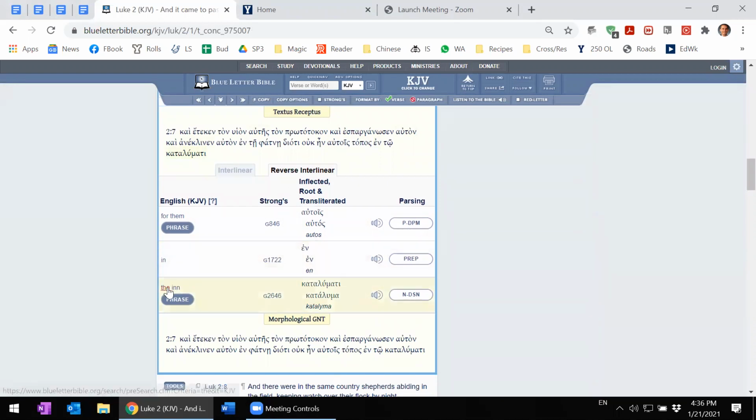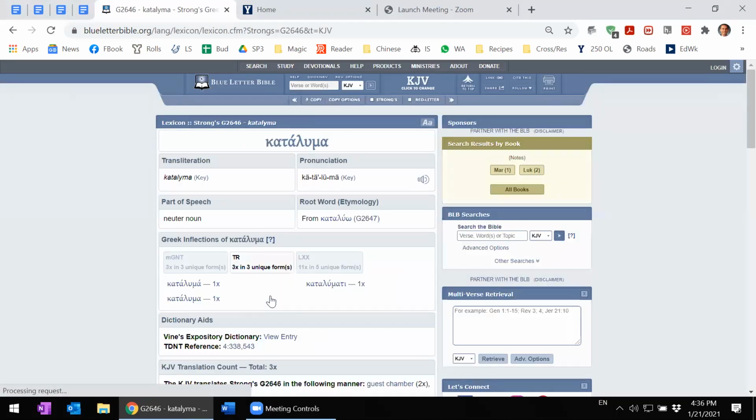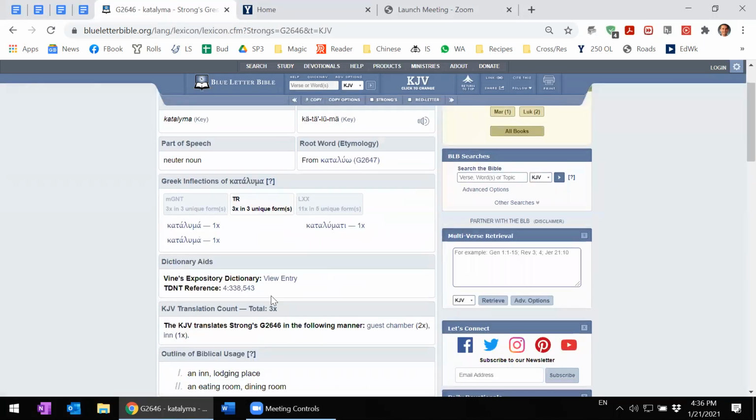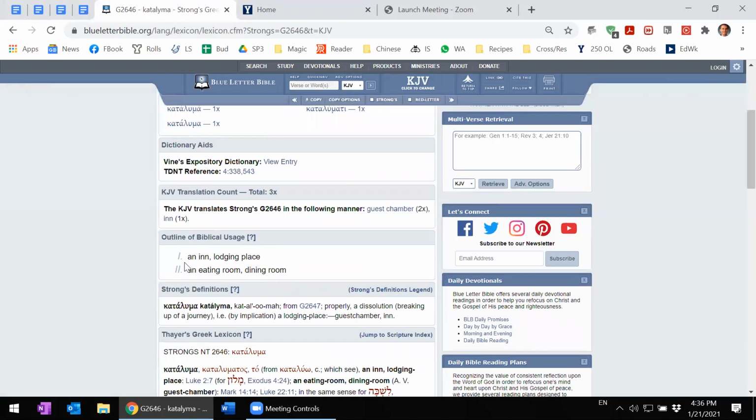So there is no room for them in the inn. This is the Greek word that's translated as the inn. If I click on it here, it's going to give me a definition and show me where else that word is used in the New Testament. So I see here one definition is an inn or a lodging place, an eating room, a dining room. And the King James Version translates this Greek word as inn one time, but also note two different times it translates it as guest chamber.